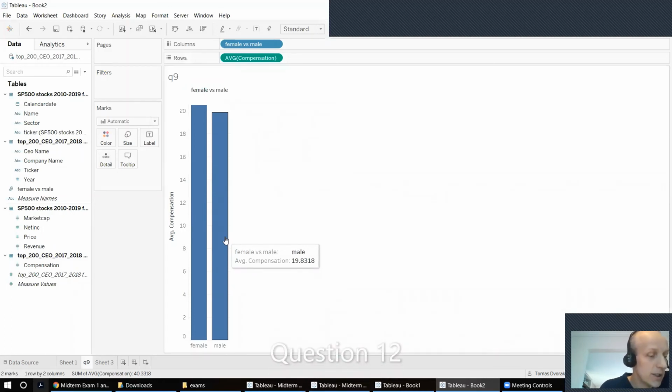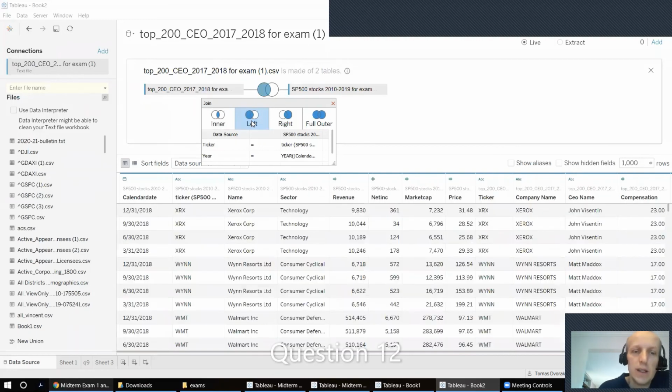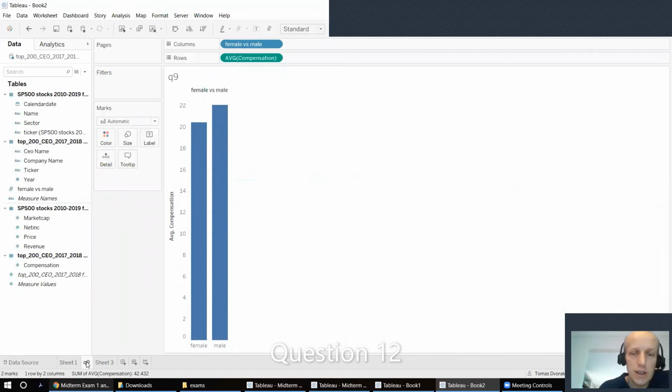Okay, fantastic. And the last question asks, well, suppose that you kept all of the CEO observations while joining the S&P 500. So what do we mean by that? I think what we mean by that is if instead of using an inner join, we used a left join. So we actually would keep all the CEOs in the data set, and only added information for companies that are both in the CEO data set and the S&P 500 data set. Well, would our answer change? Well, it changed a little bit. So now we have males earning 22 and females earning 20. So that's another answer to the difference between men and women.